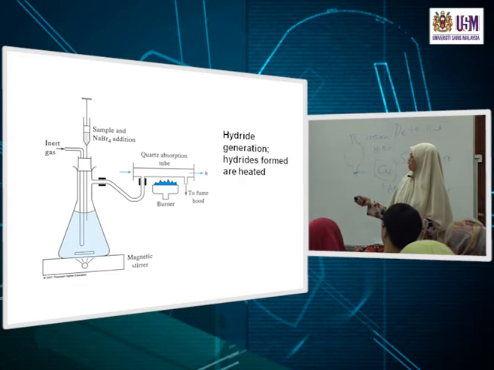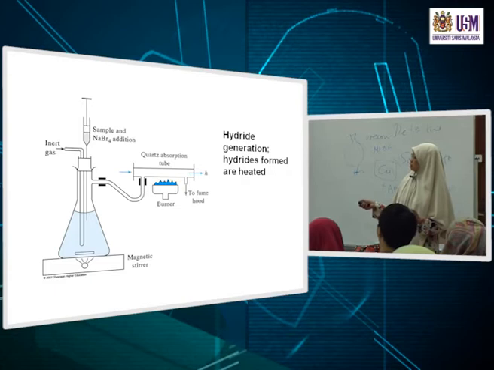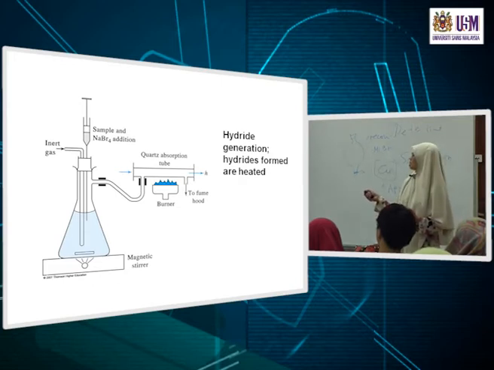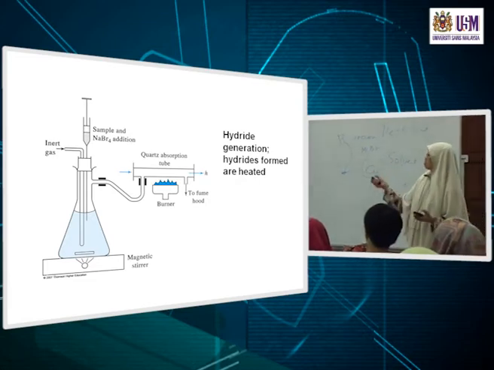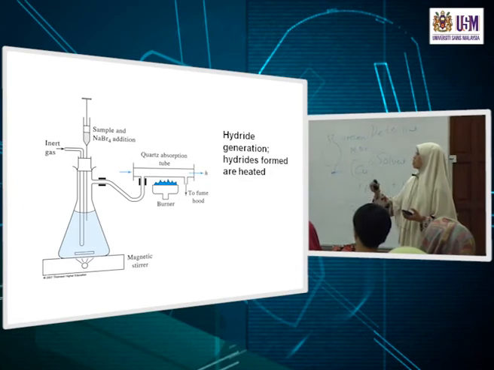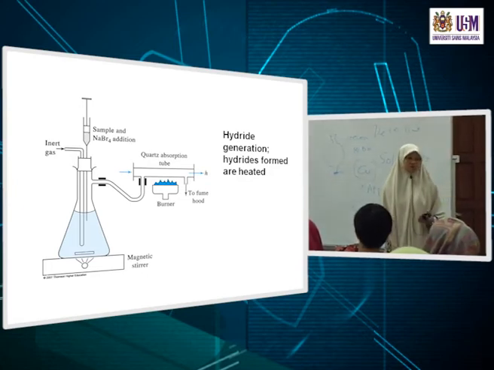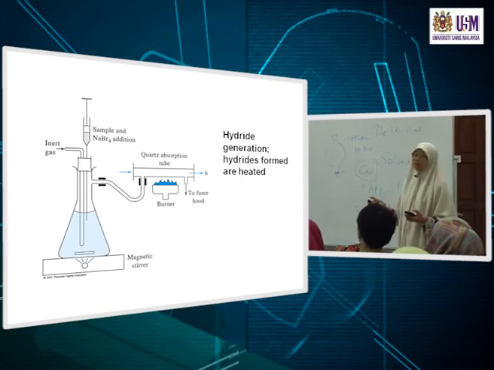So now what we have is the sodium borohydride, BH4, a reducing agent which will then reduce our elements into hydrides. And hydrides are volatile, because when you pump in nitrogen gas, it will easily become a gas and flow with the nitrogen into this quartz tube. So the hydride is a compound of hydrogen. So arsenic hydride, bismuth hydrides. When heated up, it will then dissociate to your atoms. So your introduction is as a hydride.